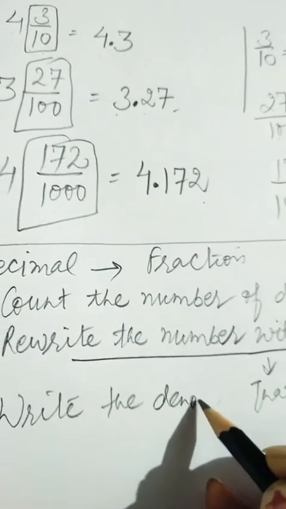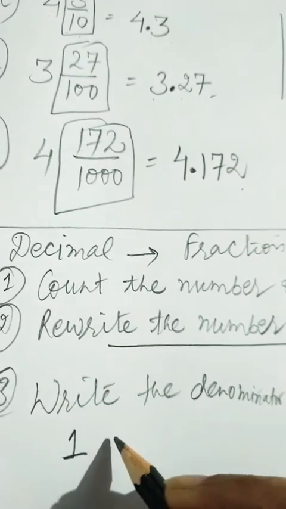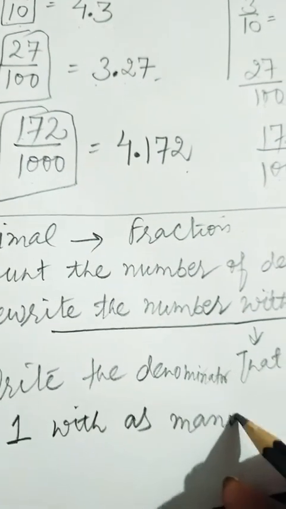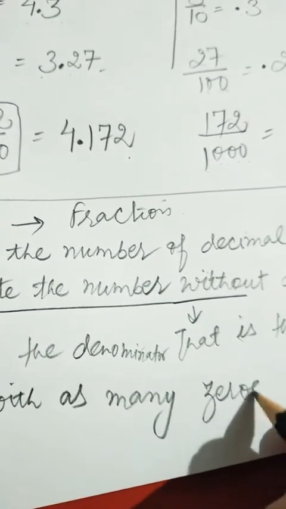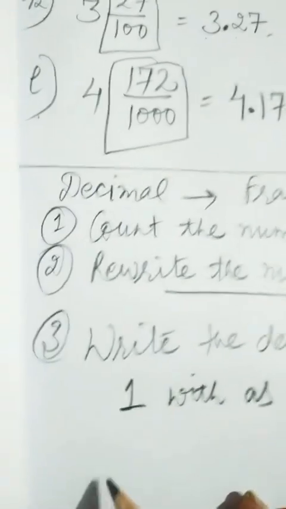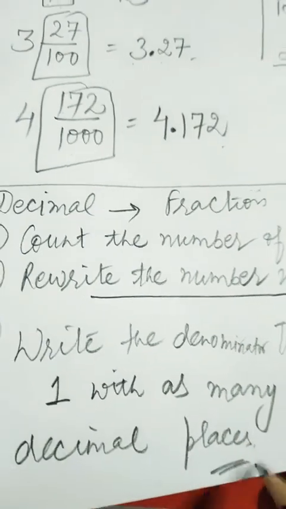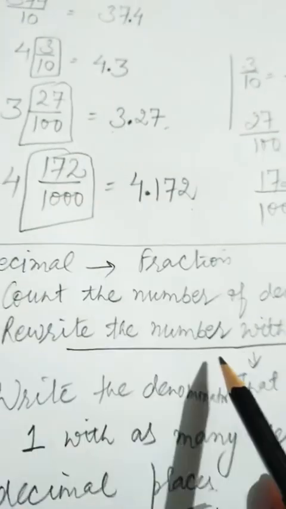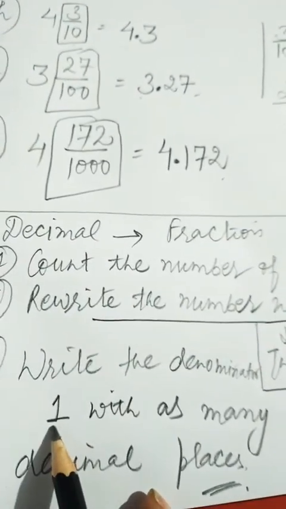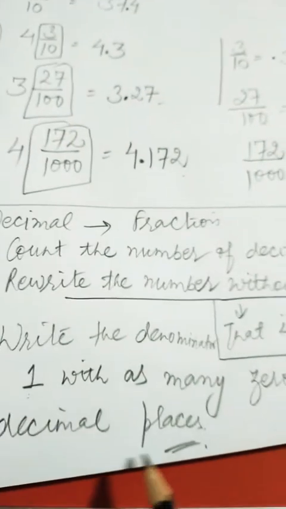Write the denominator one with as many zeros as decimal places. See how, when we have written the numerator, हमारे पास numerator आ जाएगा that is without decimal. तो हमने denominator क्या लिखना है, पहले हमने 1 लिख लेना है. Yes, we will write 1. और अब देखना है कि decimal के बाद जितने digits हैं उतनी हमने zeros 1 के साथ लगा देनी है.